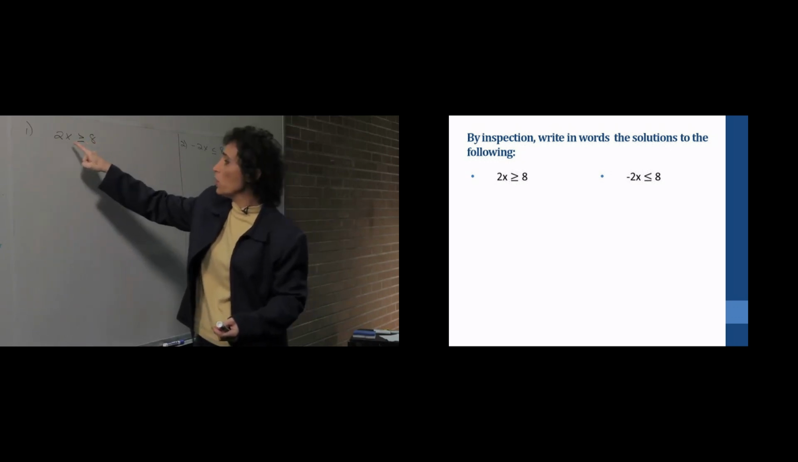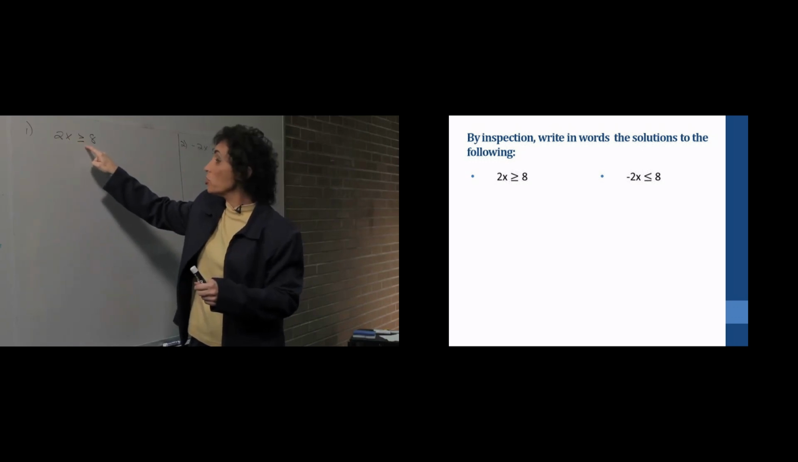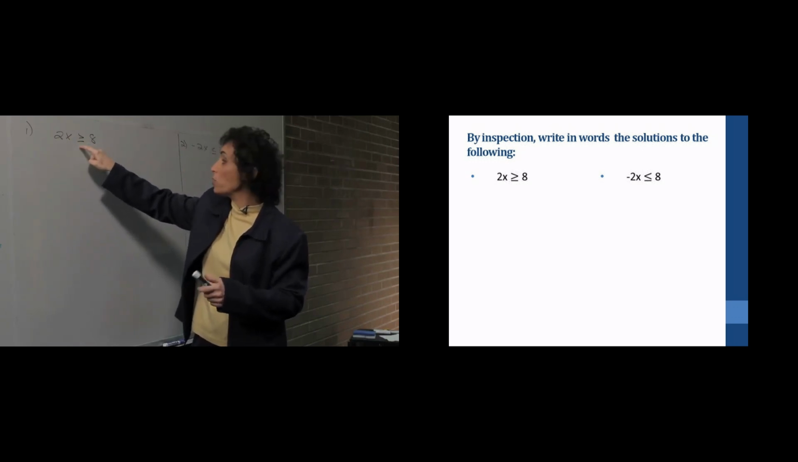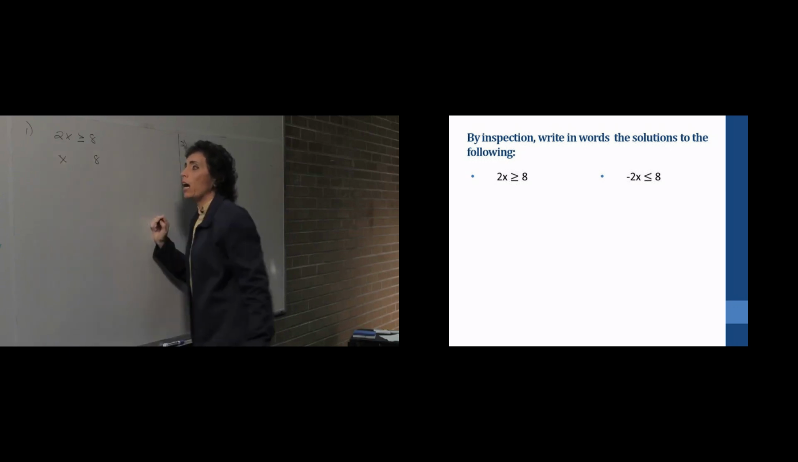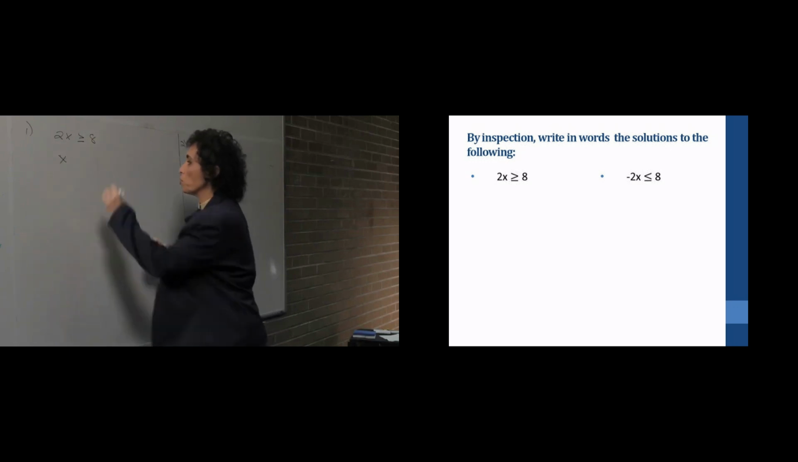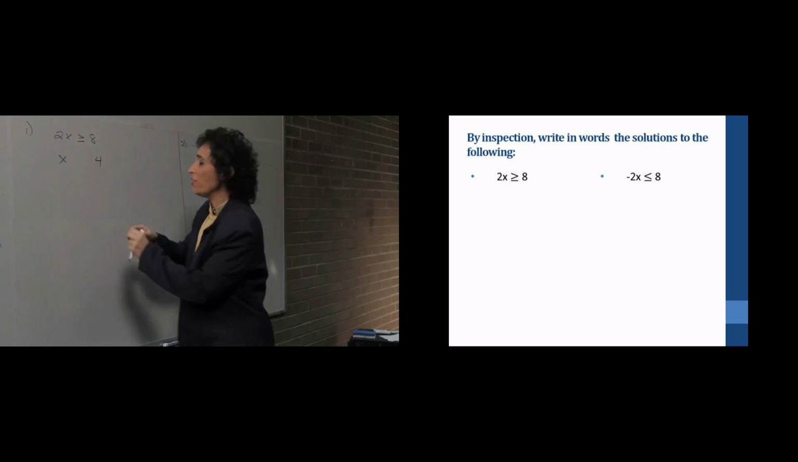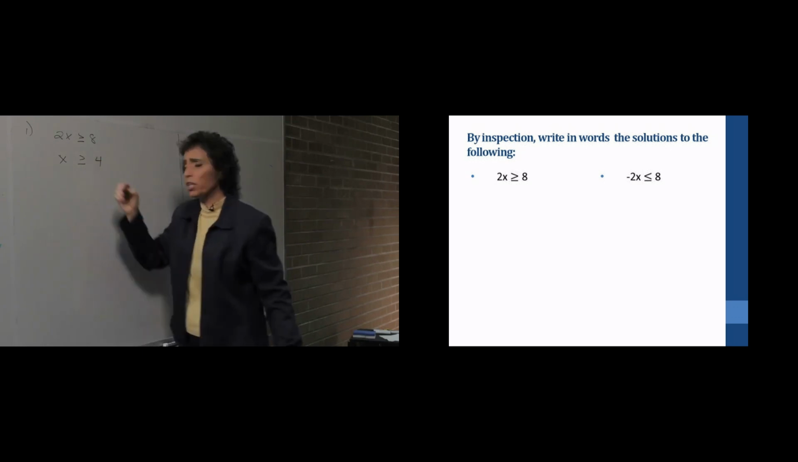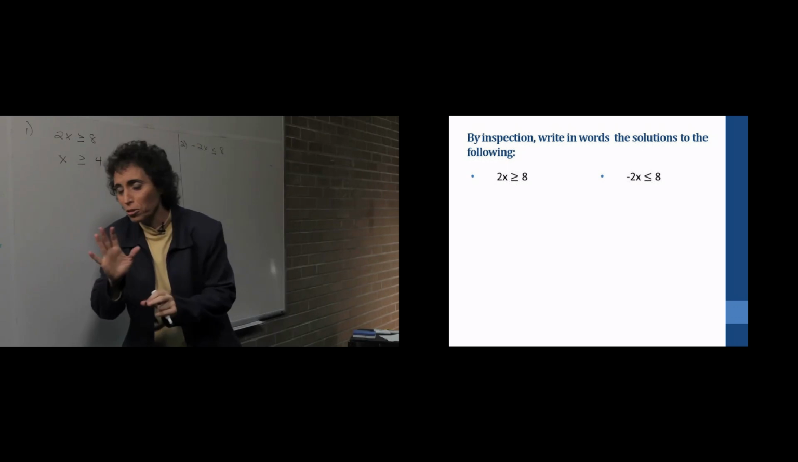2 times 4 is 8. 8 is greater than or equal to 8. That's true, because you can be equal to 8. I'm sorry, we know you can be 4. We just said 4. 2 times 4. Could you be 5? 2 times 5. Yep. So it's anything greater than or equal to 4. That's what we know works there. Okay? I never want you to do this again. I just want to show you something.